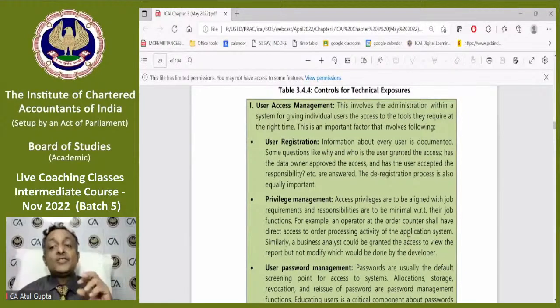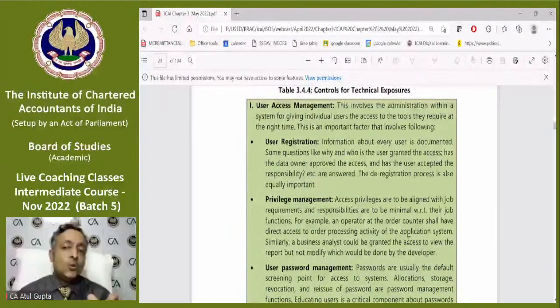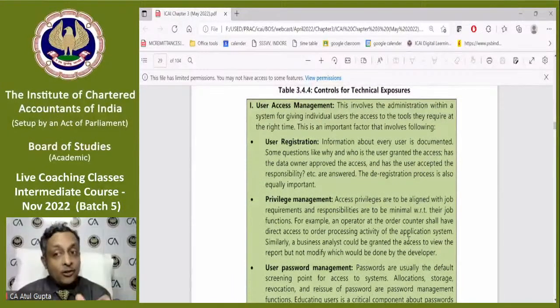What are his or her rights? What will he or she be permitted? What can he or she do? That is based on the user whom you are going to register. So first, register the user, know your user.